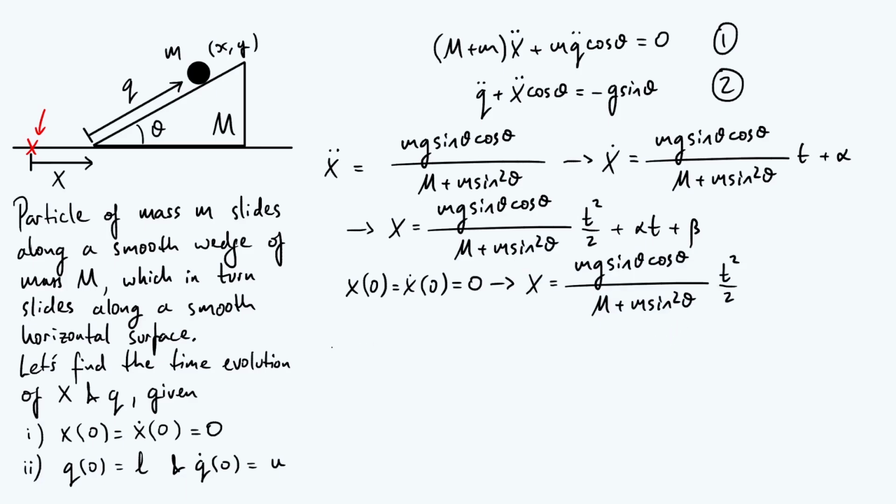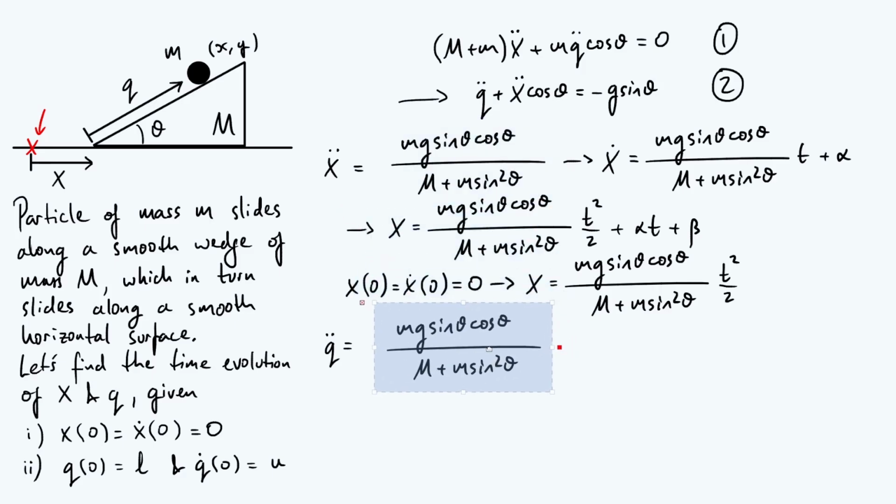Let's solve for q, and we're going to solve a very similar second order differential equation for q, but we first need to derive what q double dot actually is. You can do that using equation 2 up at the top here, because you can very straightforwardly rearrange it for q double dot. It's minus x double dot cos theta minus g sine theta. We know already that x double dot is this. So I'm going to start by copying that and putting it there.